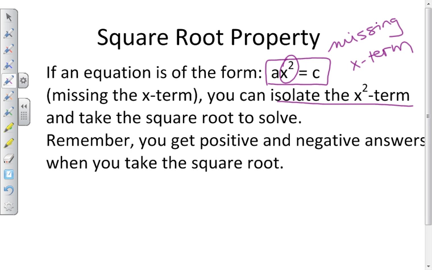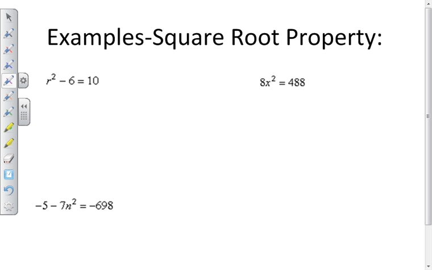Isolate the x squared term, add and subtract away, multiply and divide away, then take the square root to solve. We undo squaring by square root, but remember you always get a positive and negative. That's why we get two answers. So what does this look like in practice?